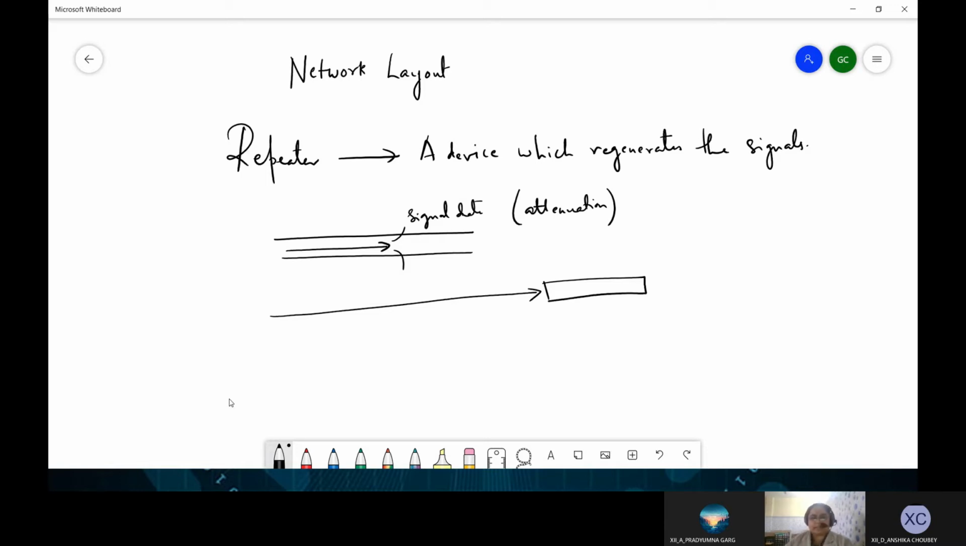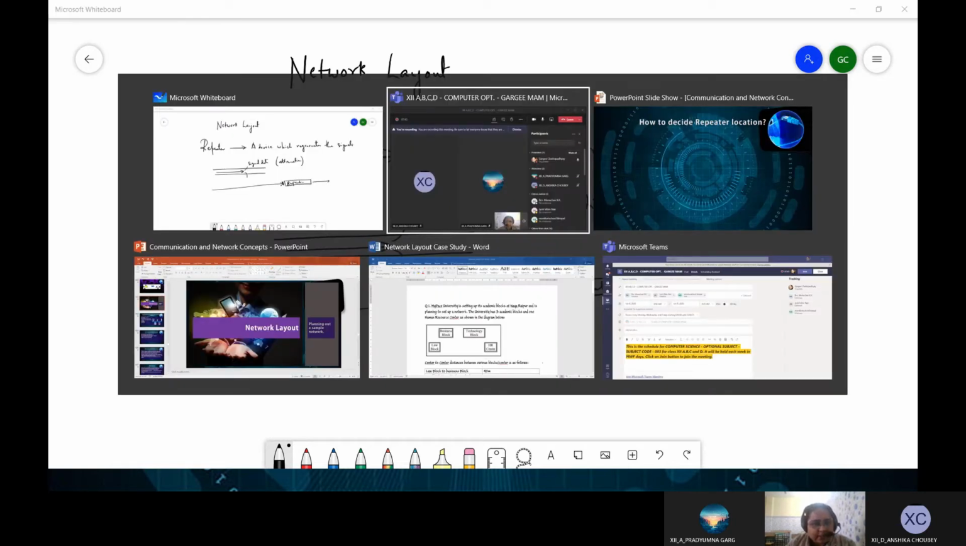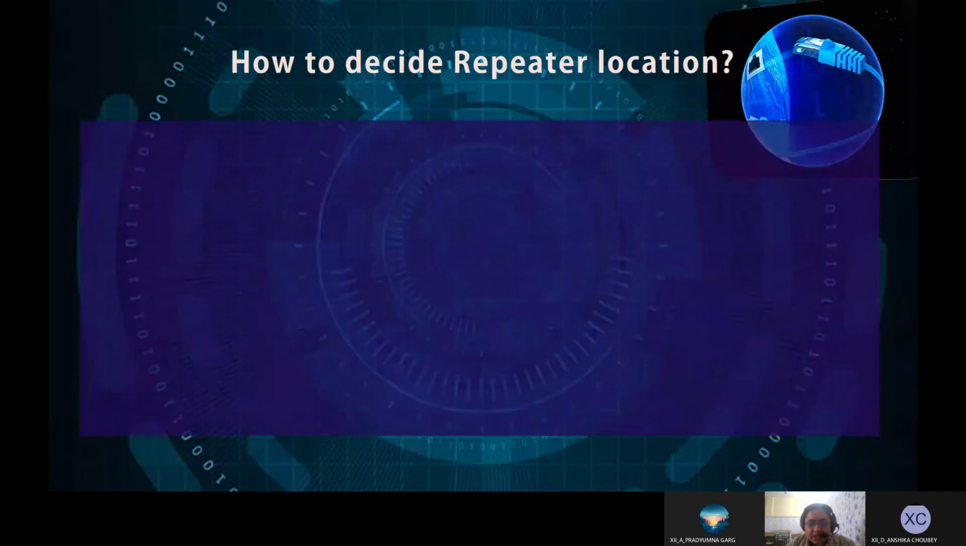So when a signal reaches the end of a certain length of a cable, we need to install a device known as a repeater. I have already discussed the maximum lengths of various transmission media, after which you have to install a repeater to regenerate the corrupted signal. So we have to decide the repeater location. These are some very important points.